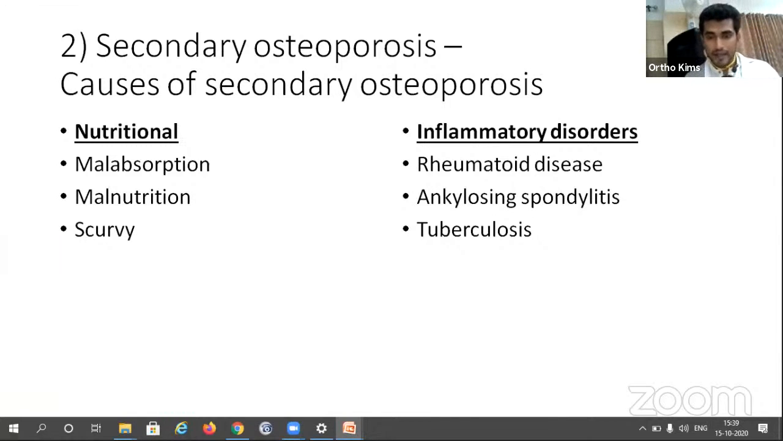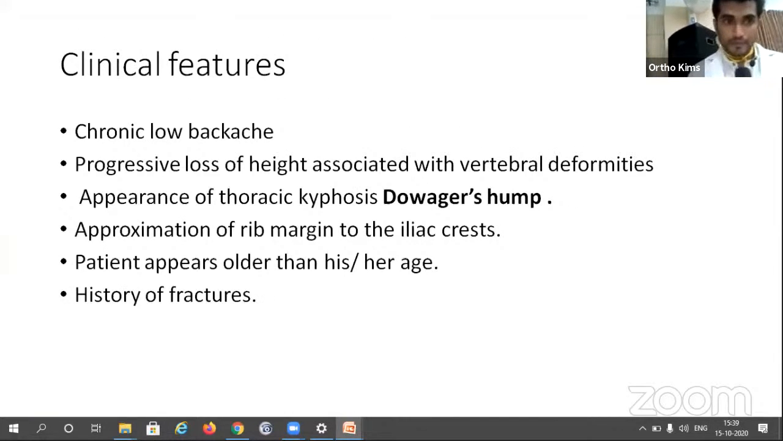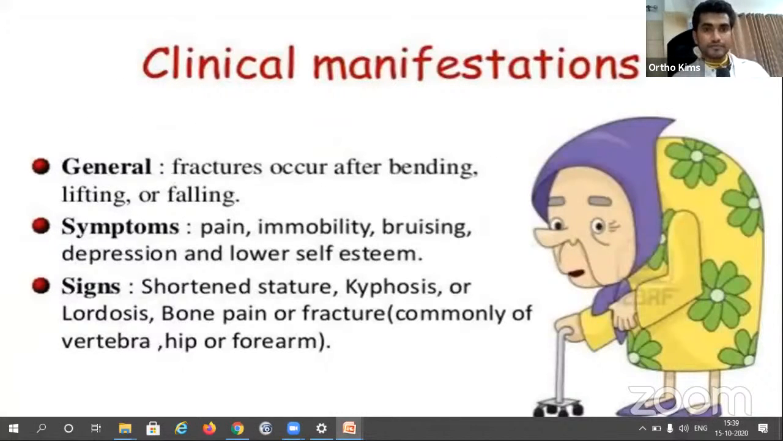ankylosing spondylitis and tuberculosis. Clinical features of osteoporosis: chronic low backache, progressive loss of height associated with vertebral deformities, appearance of thoracic kyphosis, that is Dowager's hump, which is specifically seen in osteoporosis, approximation of rib margins to the iliac crest, patient appears older than his or her age, history of fracture.